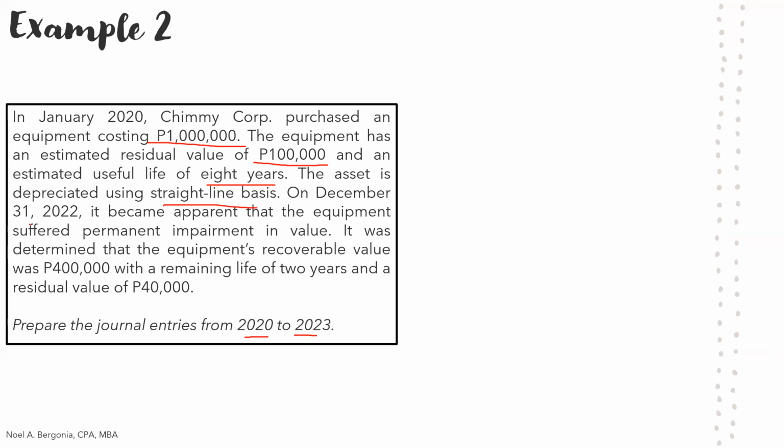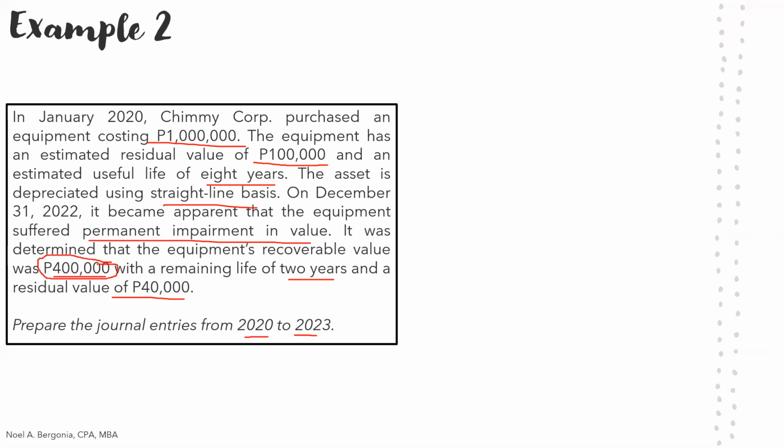On December 31, 2022, which is around 3 years after, it is apparent that the equipment suffered from permanent impairment in value. Okay, so may impairment. It was determined that the equipment's recoverable amount was 400,000 with the remaining life of 2 years na lang, and the residual value was 40,000. So hindi na tayo magko-compute ng recoverable amount since given na po yung 400,000.